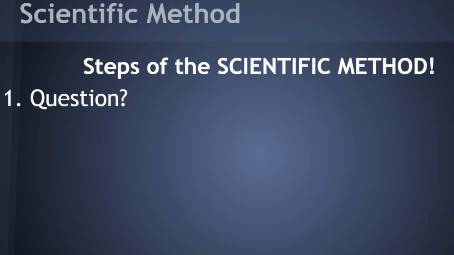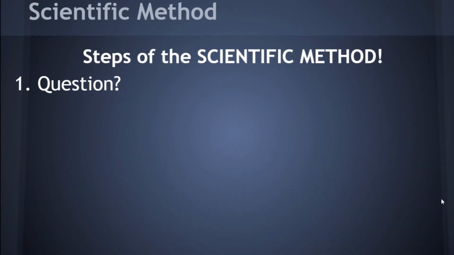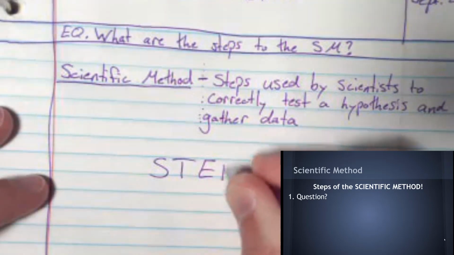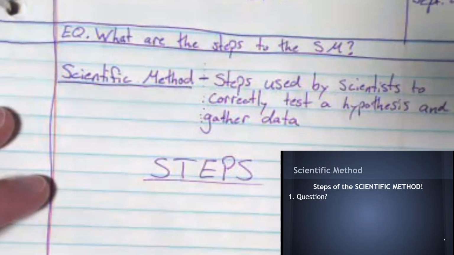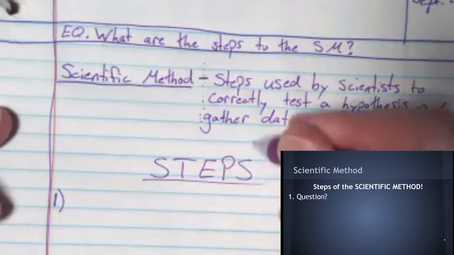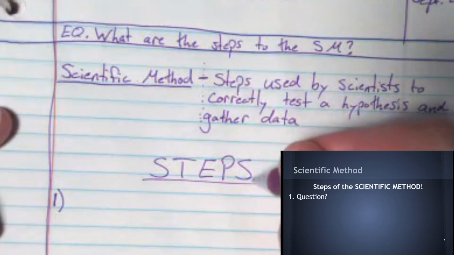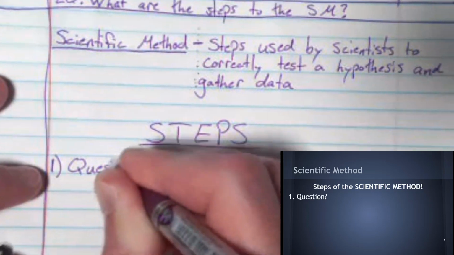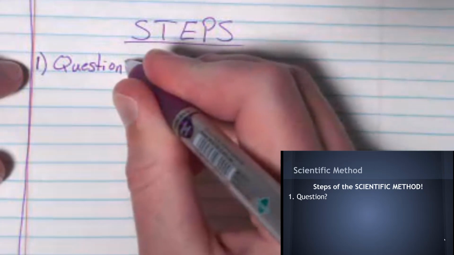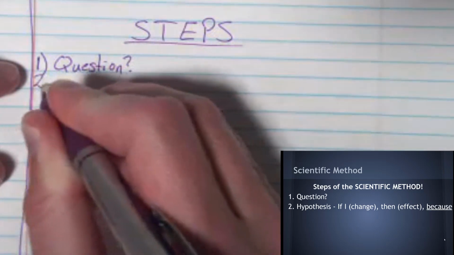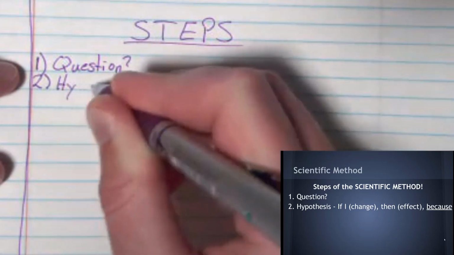So the next thing we're going to do is write down the steps to the scientific method. So let's put a big steps. Step 1. So I'm only taking up like 3 or 4 of these lines here. So step 1 is the question. What are you trying to figure out? The next one, number 2, is our hypothesis.